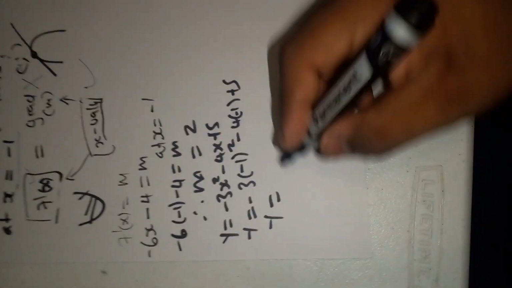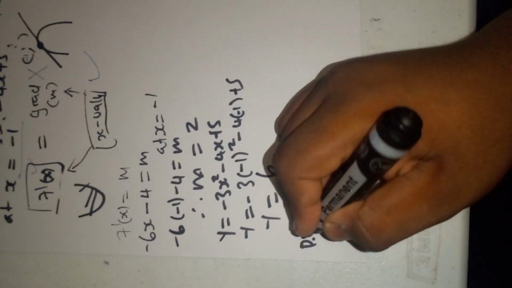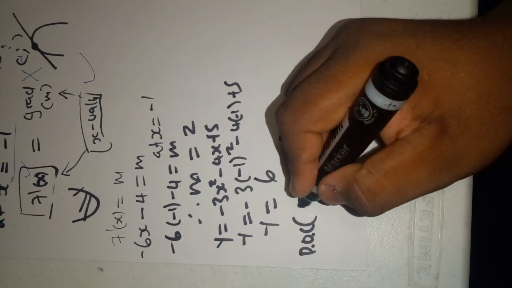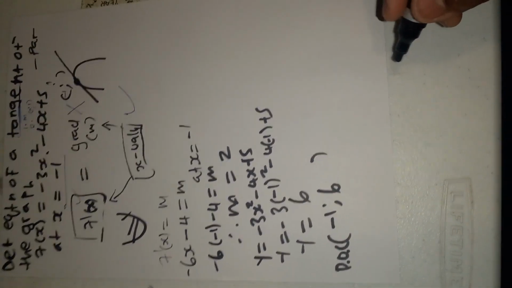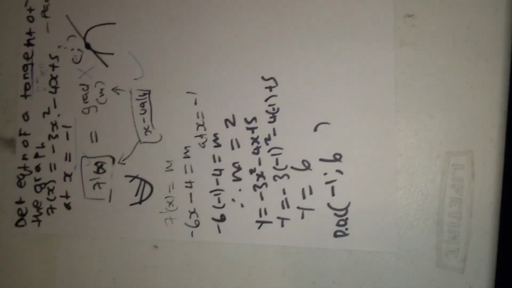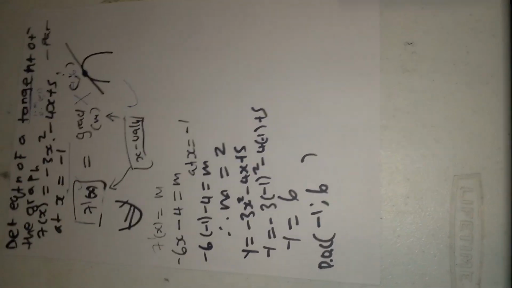Therefore, my y will be equal to 6. Now I'll be happy because at the point of contact, it is -1 and 6. Is it fine? This is what I have now. Can you see what I'm talking about? So now I'll write the root, or at the point of contact, I have -1 and 6 there.